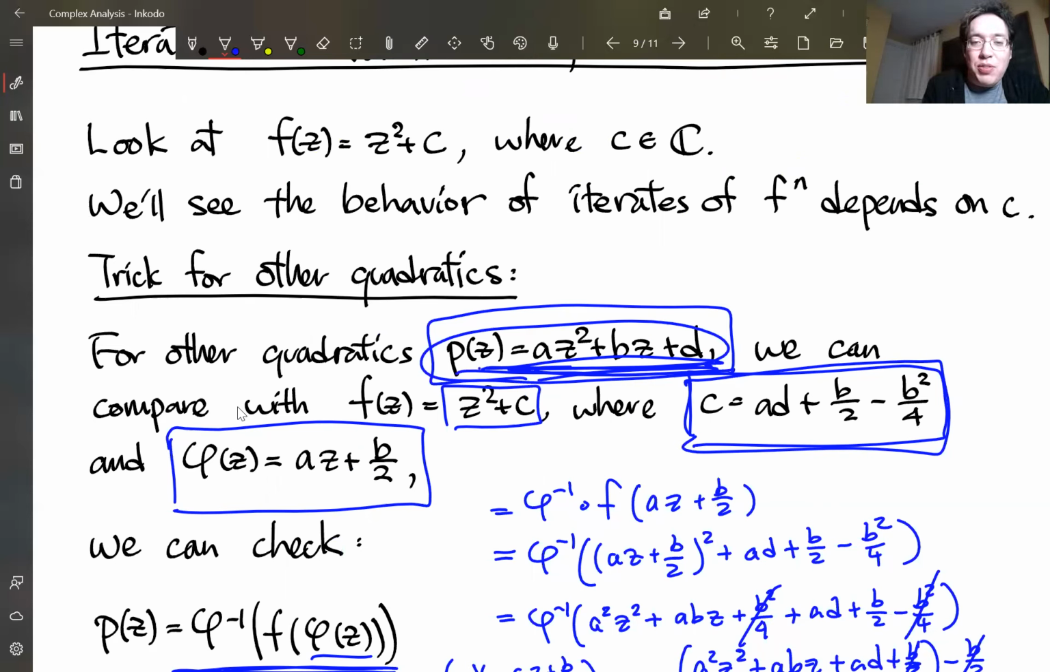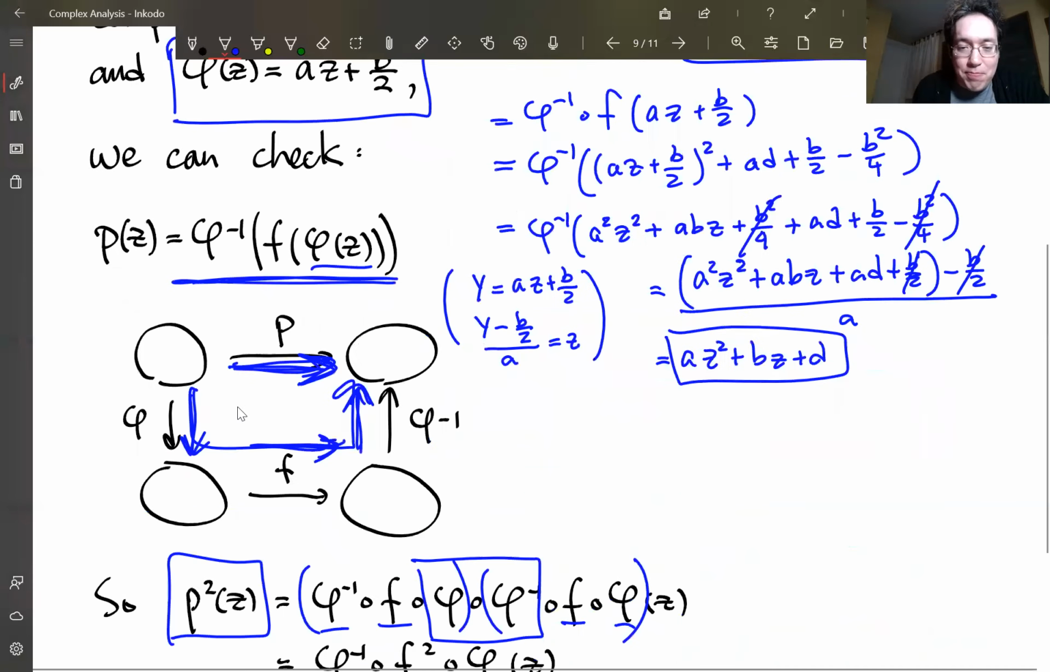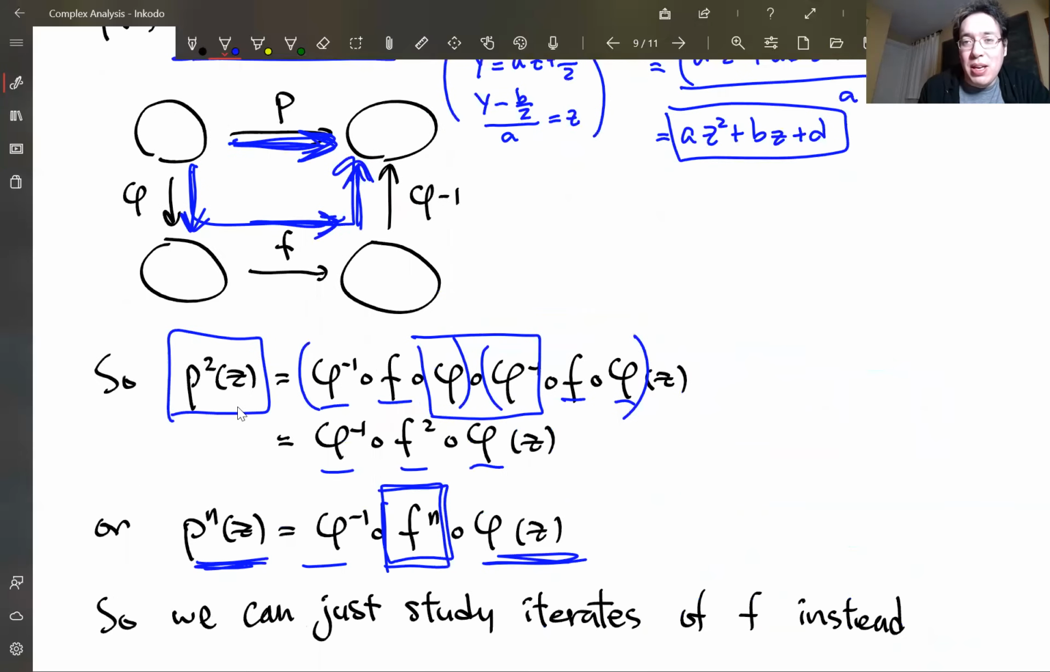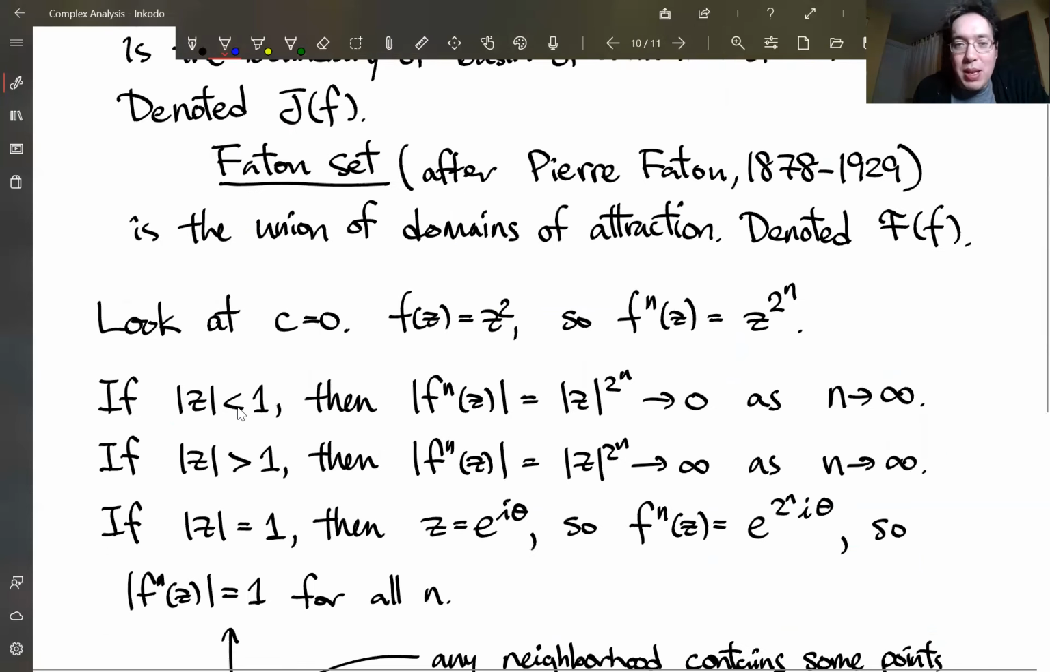But if you only study z squared plus c, now we only have one constant, c, which is still 2-dimensional because c is complex, but it's a lot less to worry about. And we can just see how this function behaves depending on c. Okay, so that's great. We are reducing the complexity of the problem.